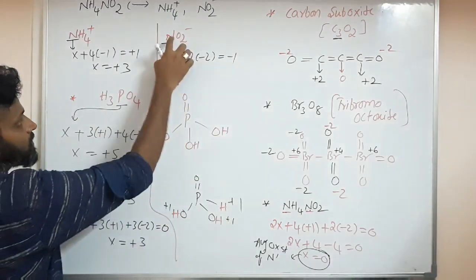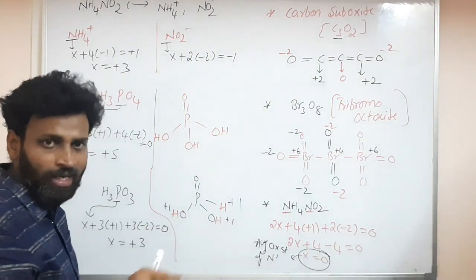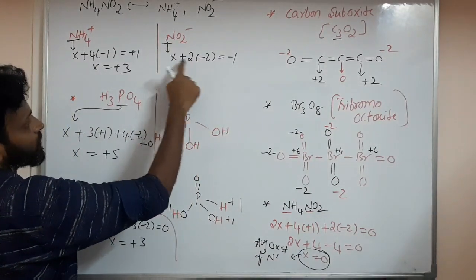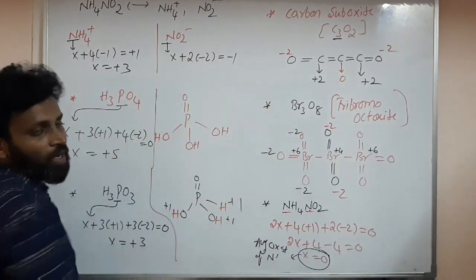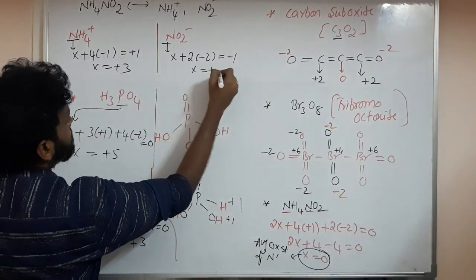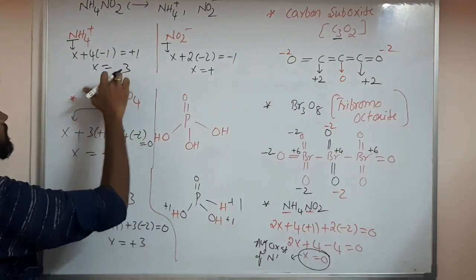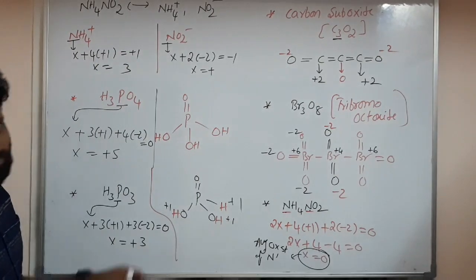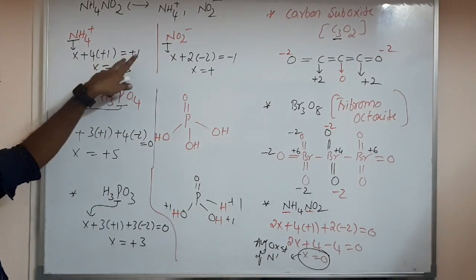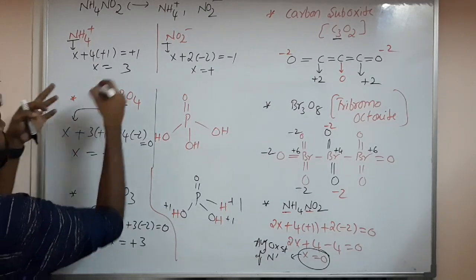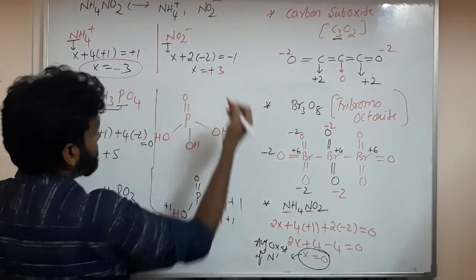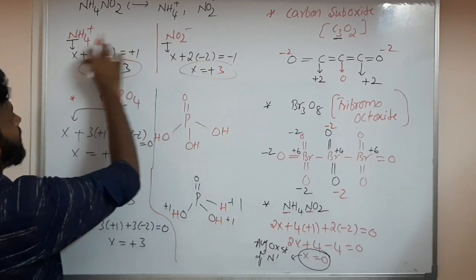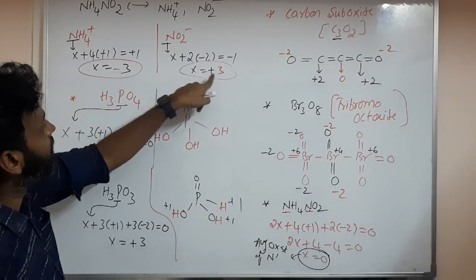What am I doing, understanding? Oxygen is in oxide form here with nitrogen. Remember, write that down clearly. So oxygen has minus 2. x plus 2 into minus 2 is equal to minus 1. Why minus 1? Charge minus 1. Then x equal to plus 3. And for NH4 plus: x plus 4 into plus 1 is equal to plus 1. Then x is equal to minus 3. See, the nitrogens have opposite charges. In NH4 plus, nitrogen is minus 3. In NO2 minus, nitrogen is plus 3.